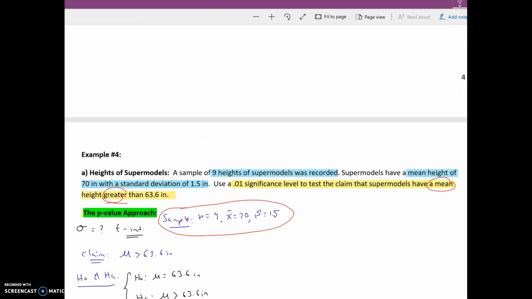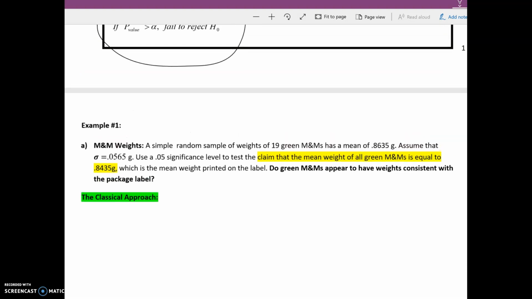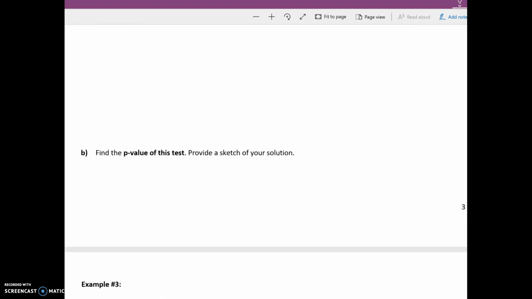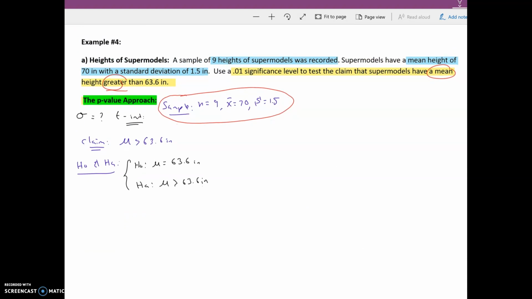So let me go to the first page, and the main claim that they're giving us is that it's a claim on greater. In this case, that's less. This is the scenario. So we're looking at the value of the mean being greater in this case. So the H0 is going to be an equality. You can call this one H1 or HA. So going back to our problem, we're looking at a mean greater than 63.6 inches.